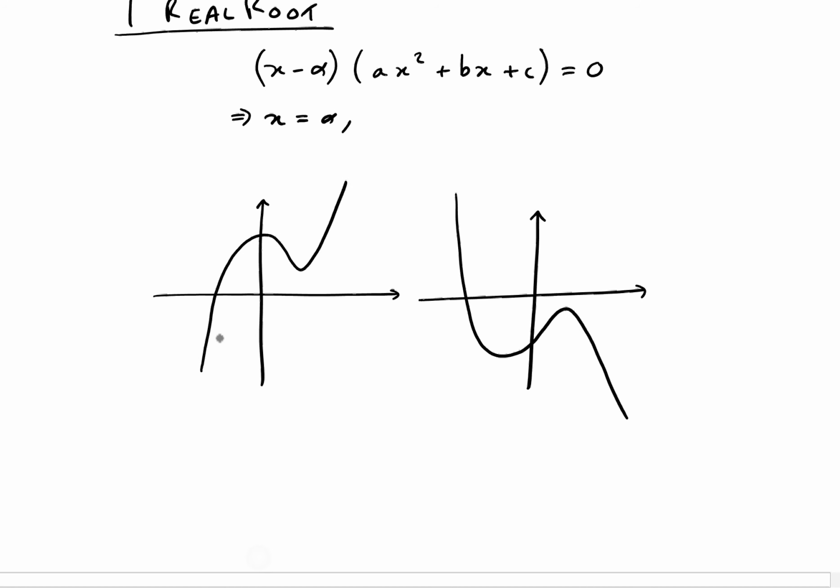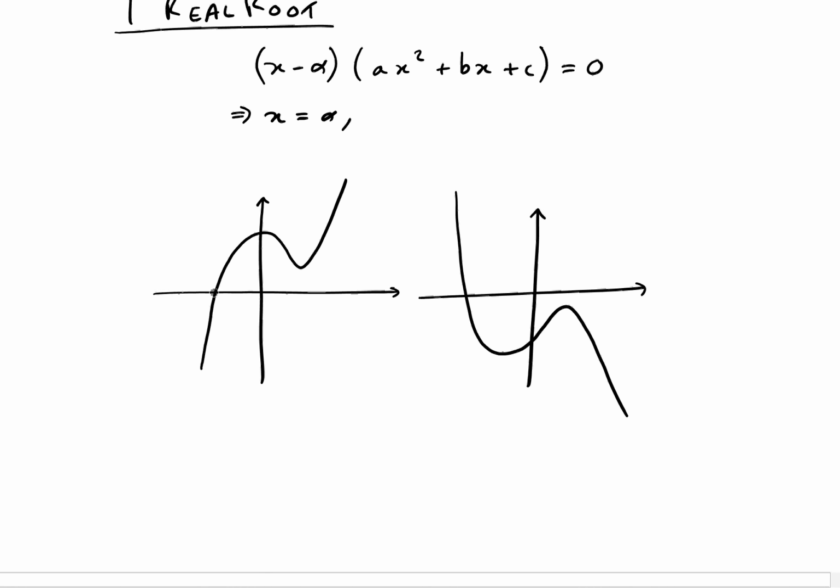Okay, and it's this: it crosses through the x-axis, but then it doesn't actually cross through the x-axis over here. And likewise in the negative example, it doesn't cross through the x-axis. So we say that that's not a real root.